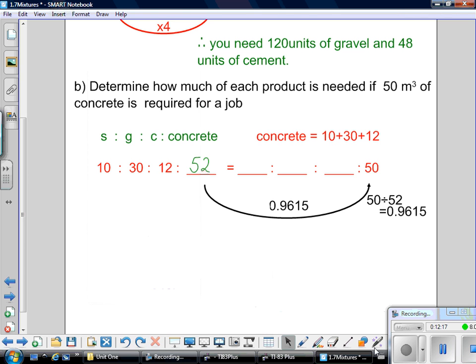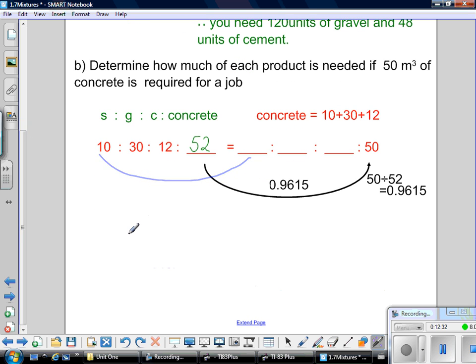Now, notice what happens, and I'm going to use the magic pen here. If I start putting lines everywhere, it actually gets to be very crowded on your page, and it's really hard to see what's going on. So I often opt for doing it down here. So my sand, I know, is going to be equal to the decimal 0.9615 times the 10 parts. When I multiply that together, that's what I end up with for my answer.